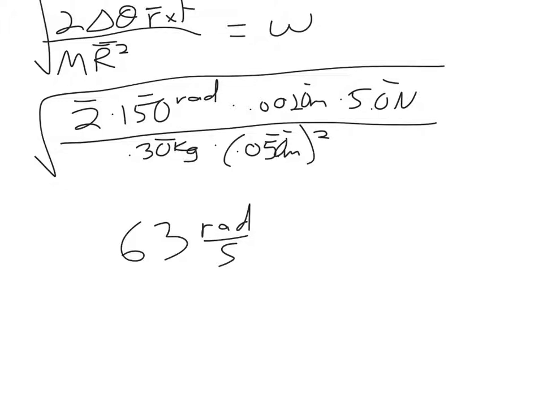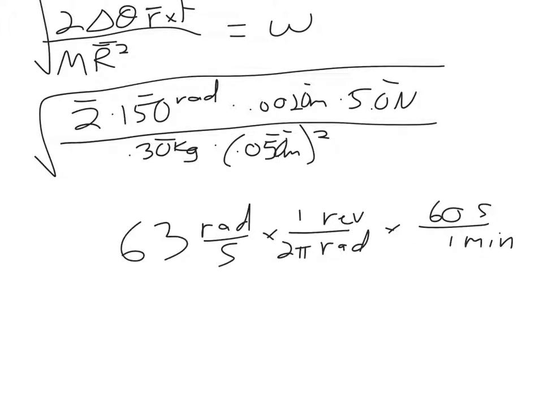So I'm actually going to have to do a stoichiometry here. So get rid of radians, let's get revolutions, and get rid of seconds by putting them on top because they're on bottom, and getting minutes. 1 minute is 60 seconds. 1 revolution is 2 pi radians. So 63 times 60 divided by 2 pi.